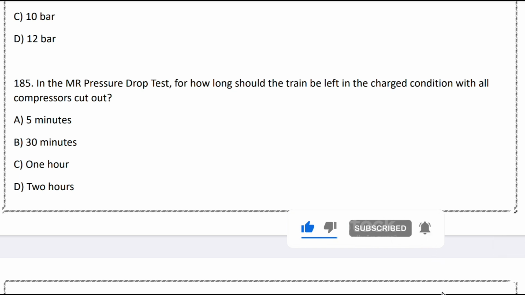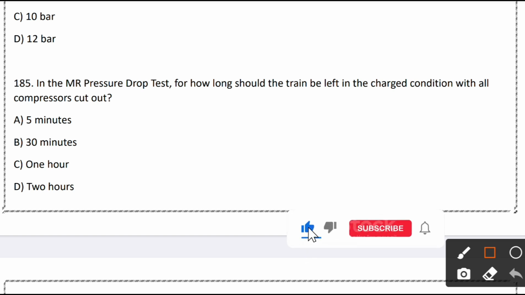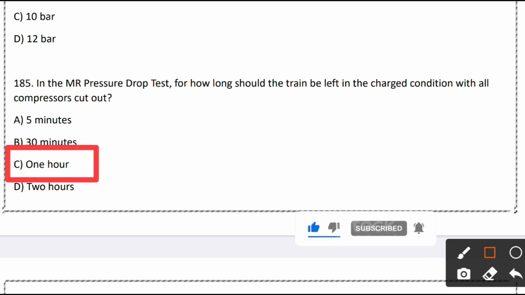185. In the MR pressure drop test, for how long should the train be left in the charged condition with all compressors cut out? A. 5 minutes. B. 30 minutes. C. 1 hour. D. 2 hours. The correct answer is C. 1 hour.